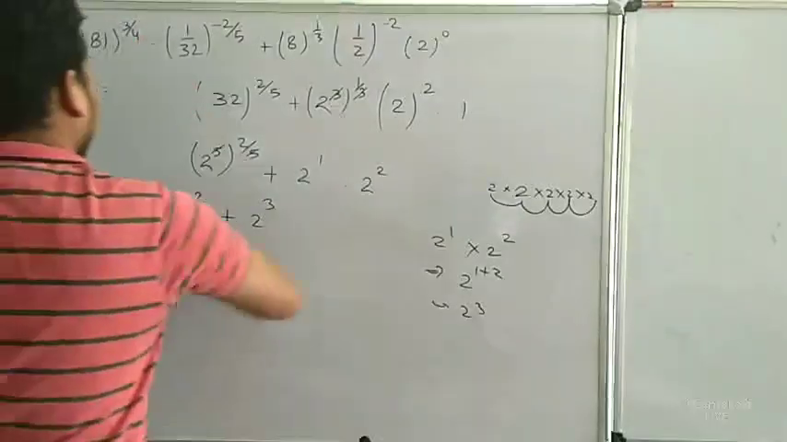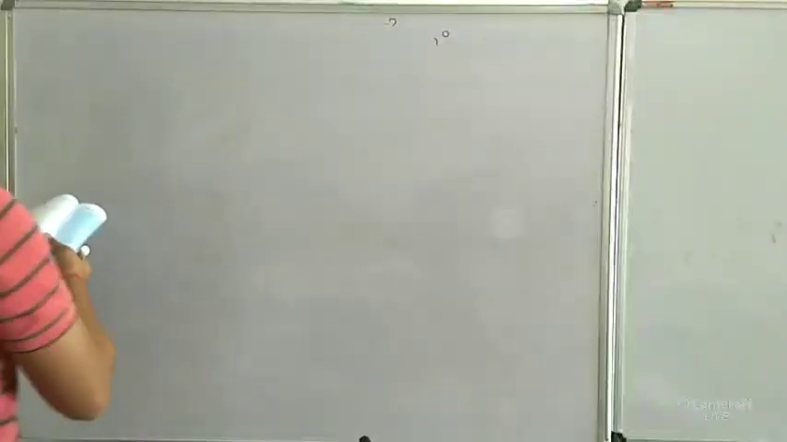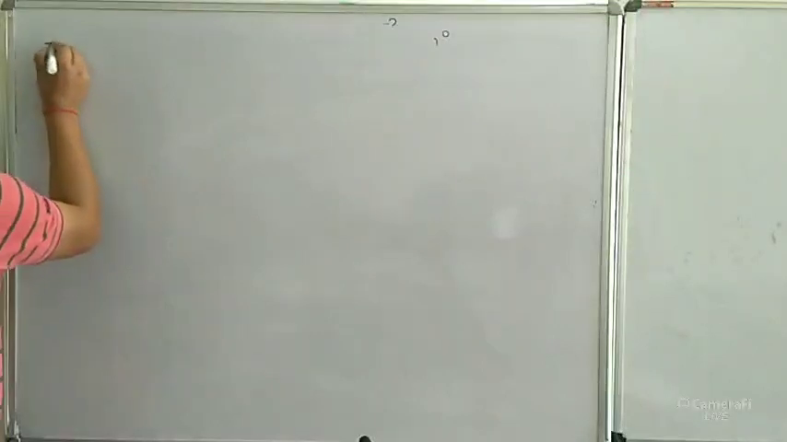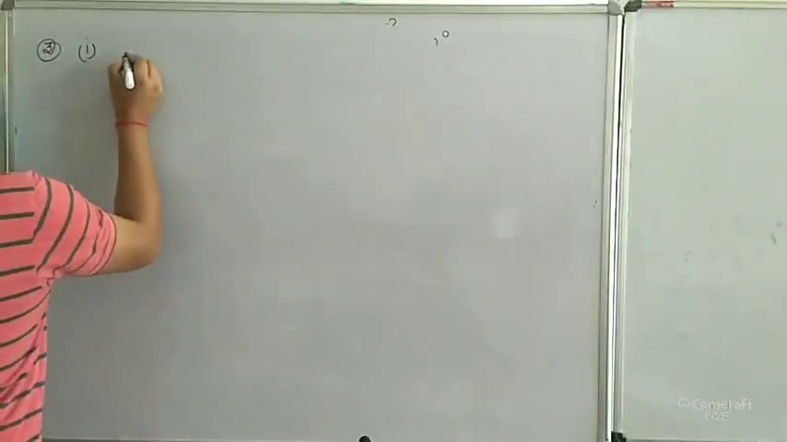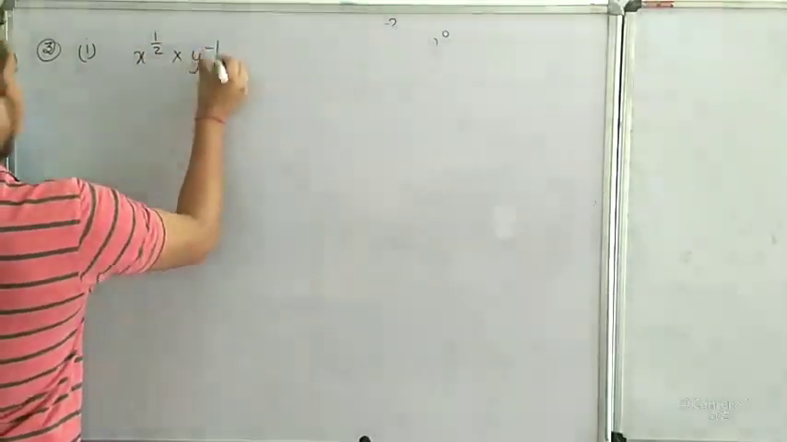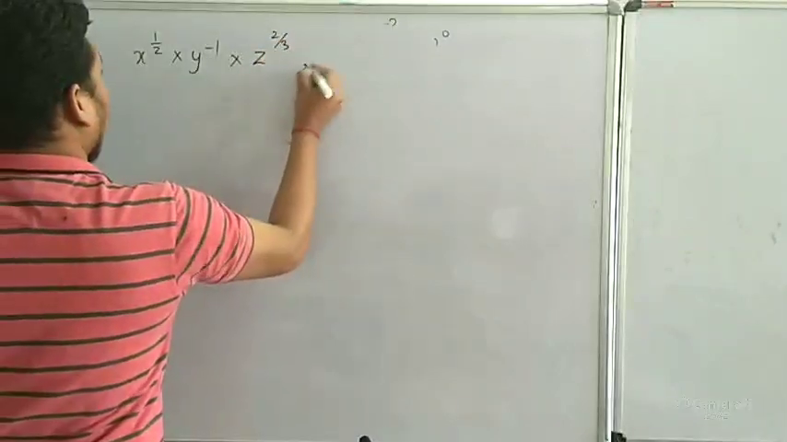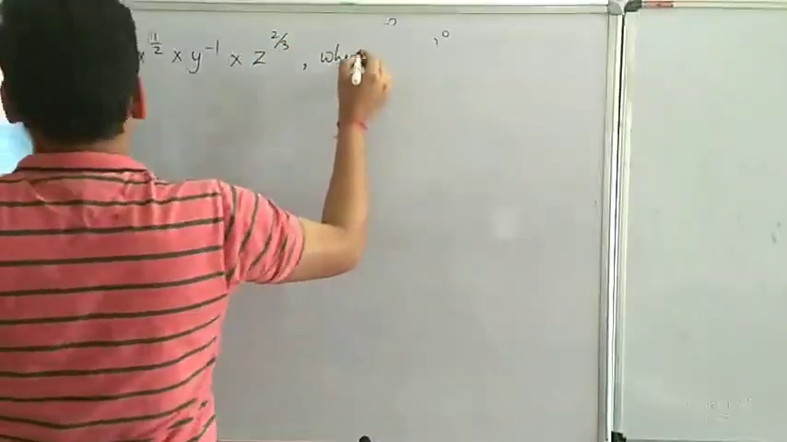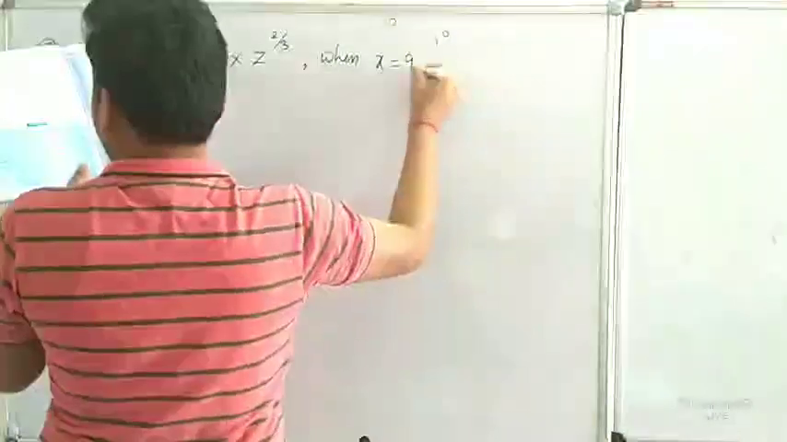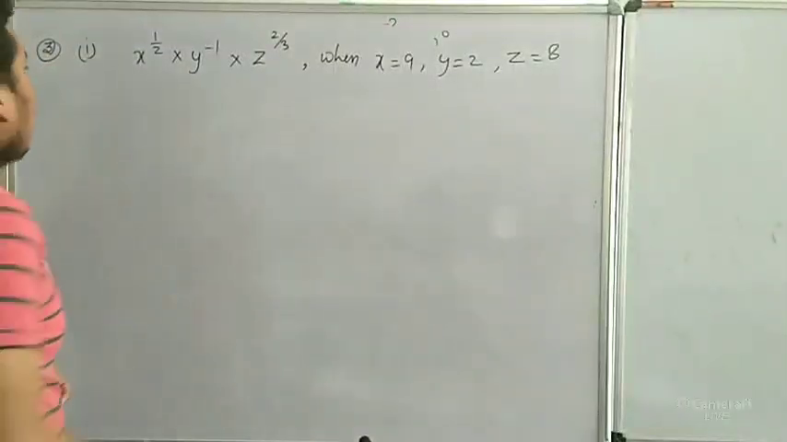Next question is the first part. Evaluate x to the power 1 by 2 into y to the power minus 1 into z to the power 2 by 3, when x is equal to 9, y is equal to 2 and z is equal to 8. It is also a simple question. It is a very simple question.